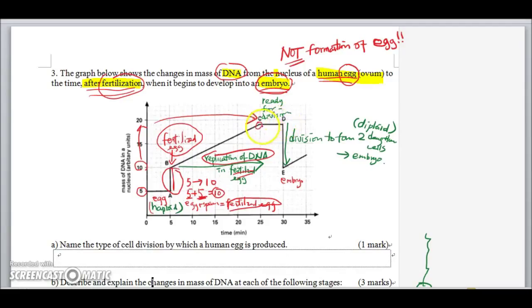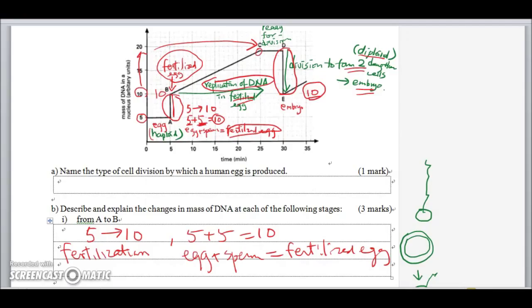And then at D, after some more time, it is ready for division, and it divides directly from 1 cell into 2 daughter cells and forms an embryo. And the daughter cell is now having 10 units of DNA, which is the same as the fertilized egg. They are both haploid here. Diploid there. So part A is a straightforward type of cell division. An egg is formed. Therefore, it must be a mitotic cell division.